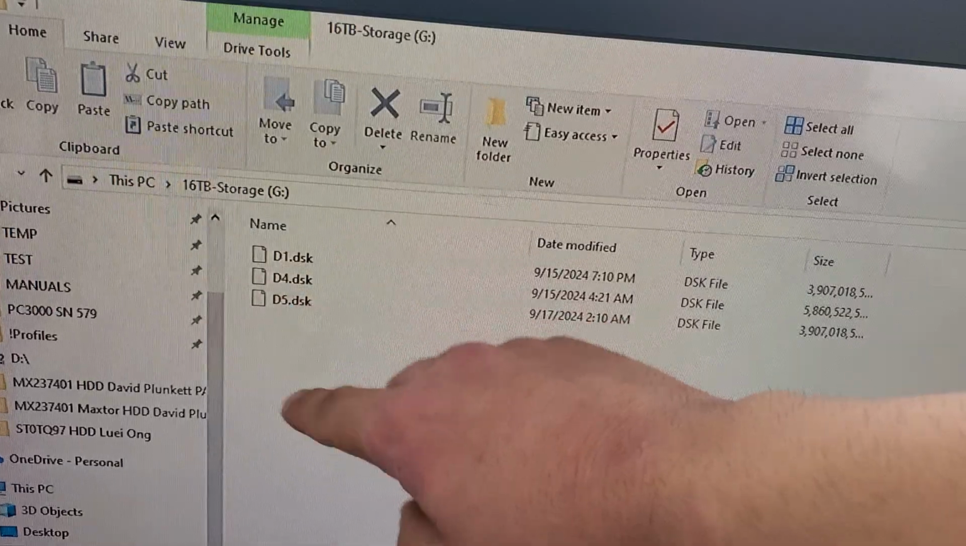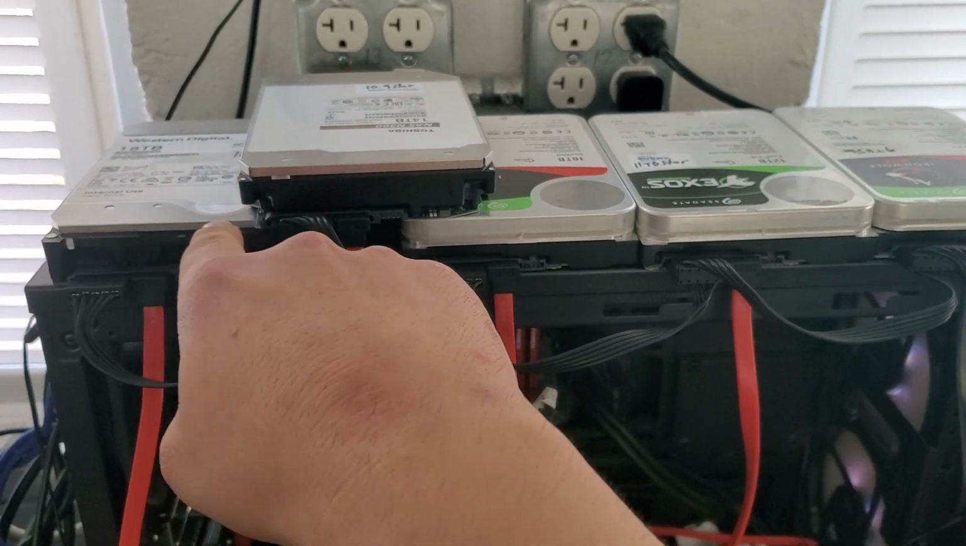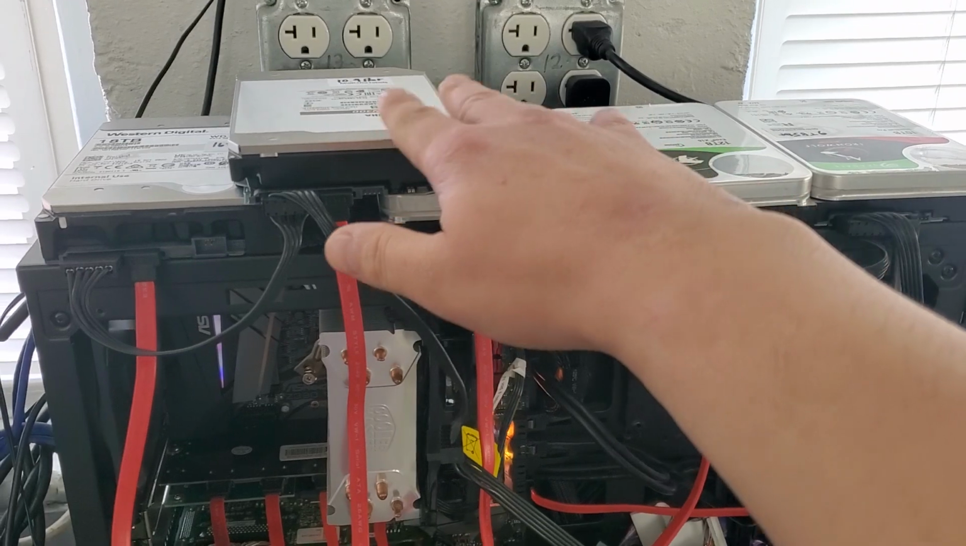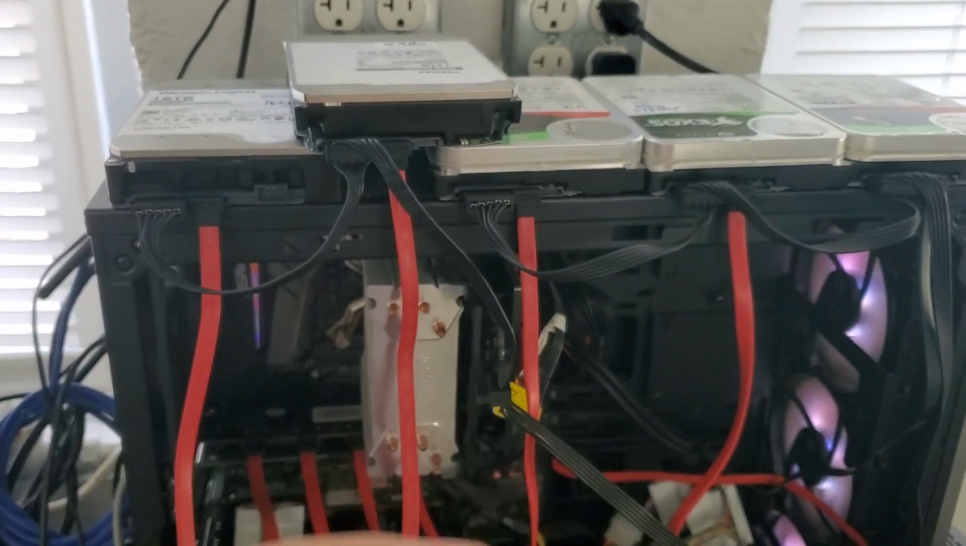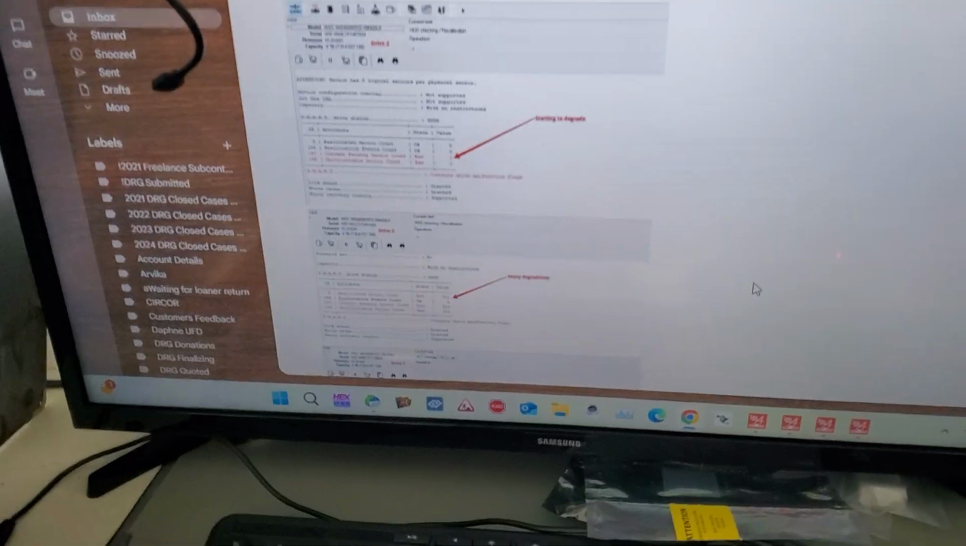For example, D1 is drive 1, D4 is drive 4, D5. All 12 drives have been created in images and stored onto these drives here. In data recovery, you always want to work off of copies, not directly from the drives, because many of those drives were degraded.